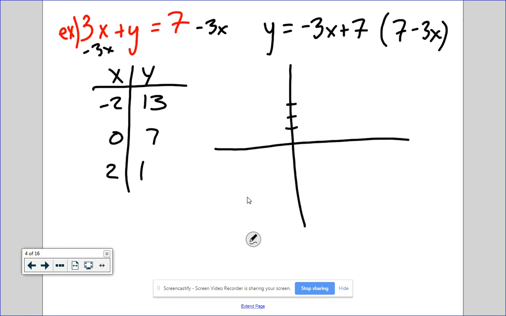Go up to 7. Put a dot. Down 3 over 1. Down 3 over 1. And connect. Okay? Questions there?